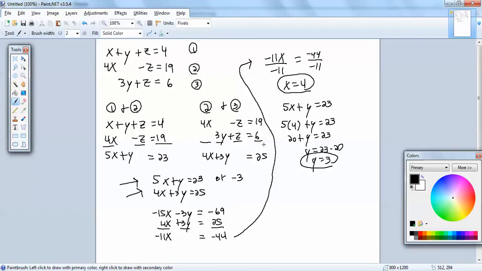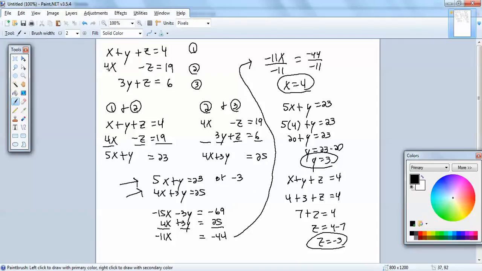Now we want to plug that back into one of these equations and solve for z. Doesn't matter which one. I'll pick the first one. X plus y plus z is equal to 4. X we said was 4, y we said was 3, plus z is equal to 4. So I got 7 plus z is equal to 4. Take the 7 over, and we get z is equal to negative 3.